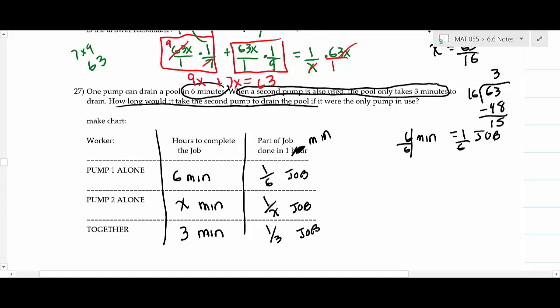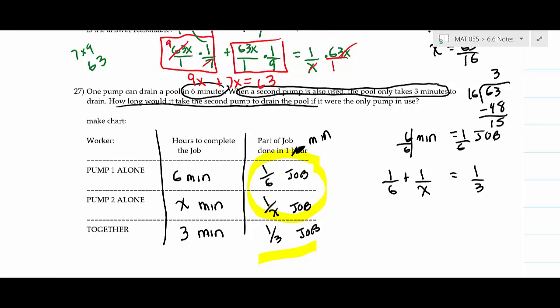So the setup on these problems is always the same. Now, here's your equation right here. These two things add up to give you this. So the things that are working together are the pump 1 alone and the pump 2 alone, and then that's equal to 1 over 3. All right, does that make sense to everybody? Okay, what are you going to do with this type of equation? What do you want to accomplish here? You want to get rid of fractions.